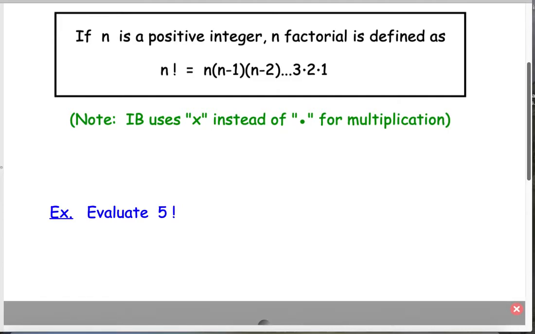Okay, so evaluate 5 factorial. According to how we define this, that simply means 5 times 1 less than 5 times 2 less than 5, etc. Keep going all the way down to 1. So that's going to be 6, 30, 120. And that's it.